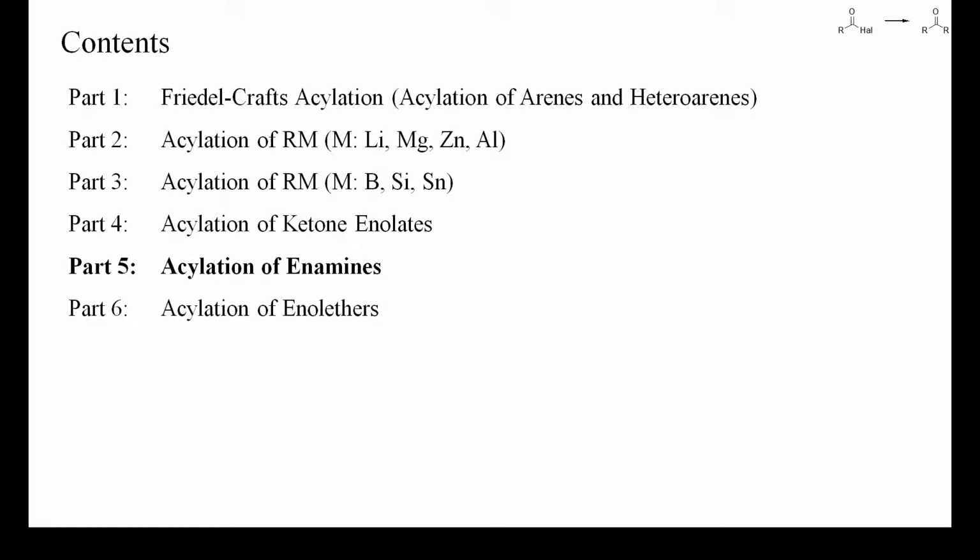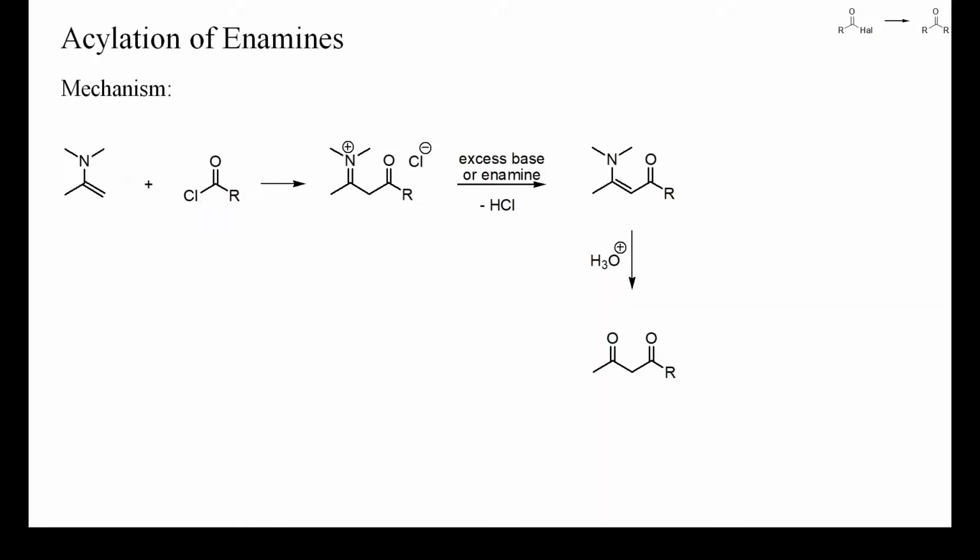Enol ethers are neutral, but enamines are only slightly less basic than aliphatic amines. Enamines are basic and are protonated at carbon to yield iminium salts. Therefore, if one equivalent of enamine is mixed with one equivalent of acyl halide, only one half of the enamine is acylated at the beta carbon, while the other half deprotonates the product to the less basic enaminone.